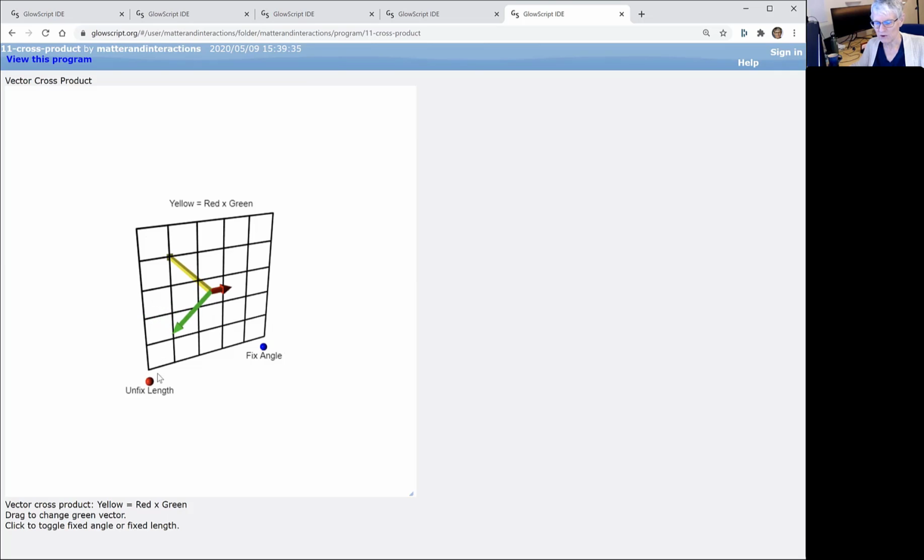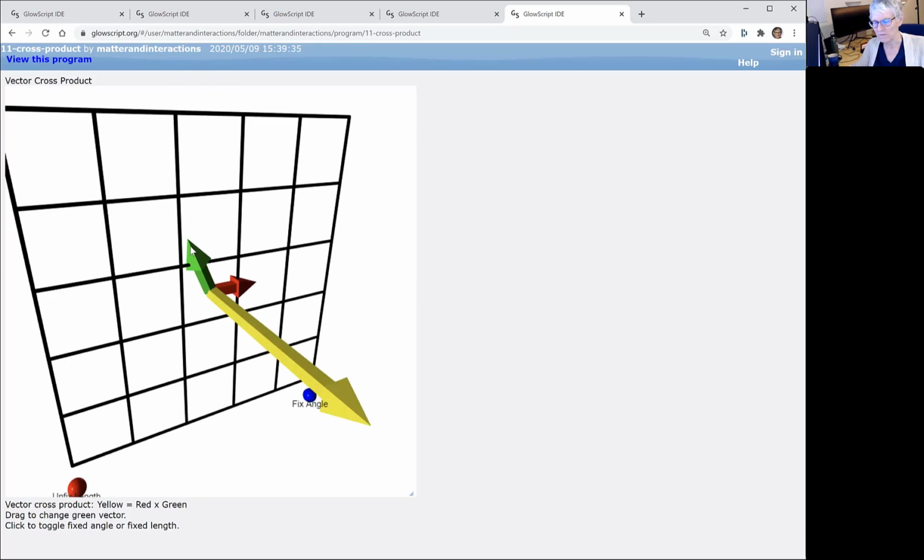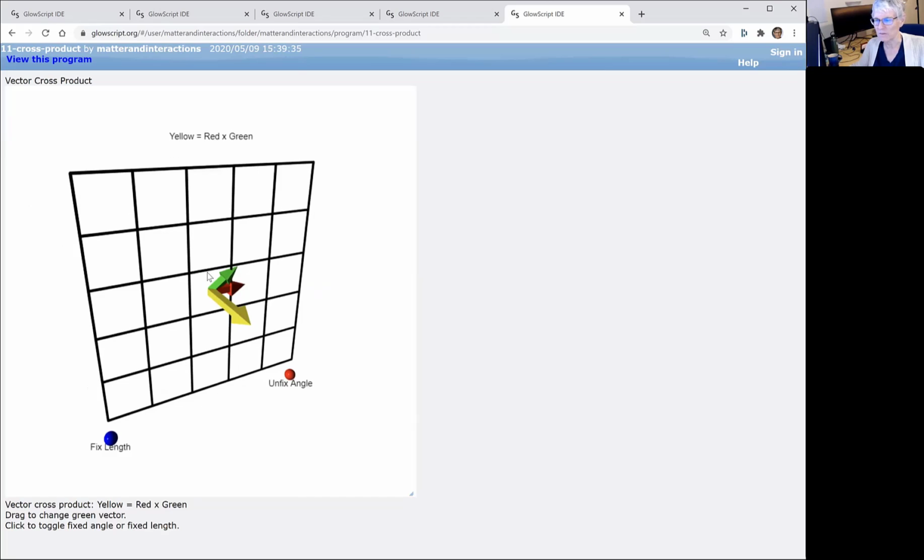And this is a demo program you can play with if you want to. We've fixed the length of the green arrow, and all we're doing is varying the angle, and you can just see the effective angle without worrying about effective length. Or you can lock the angle, and then all you can do is vary the length and see what happens here. So this is a possibly useful program to play with.